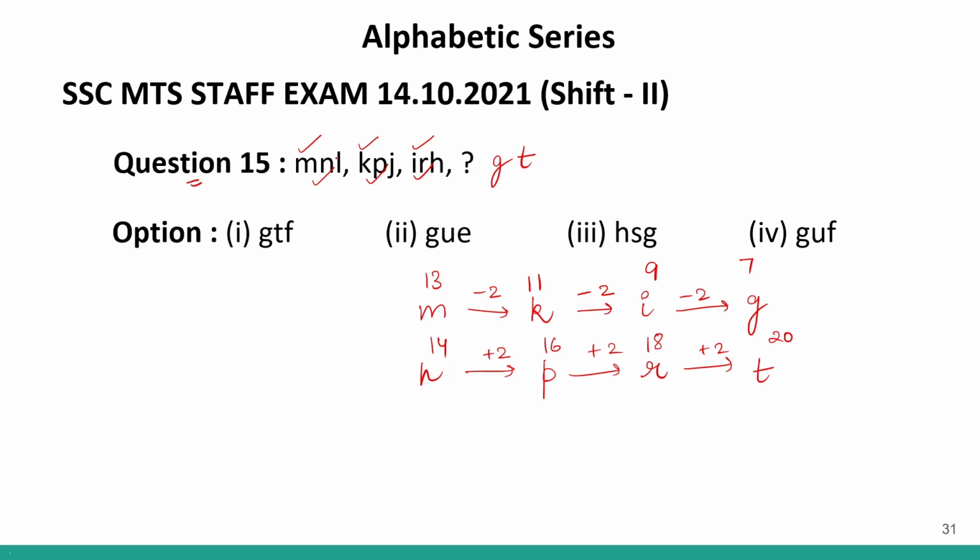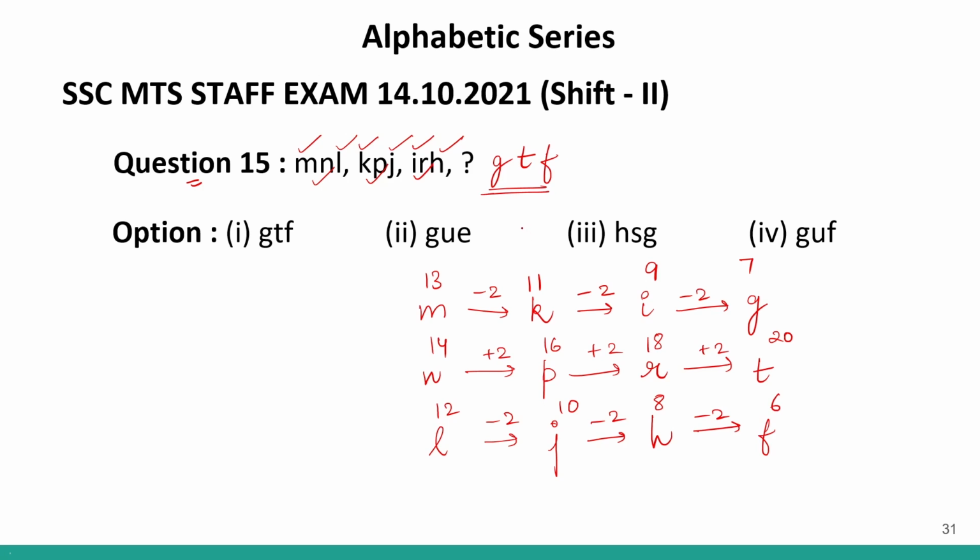Okay. Then looking at the last letters, L, J and H. L is 12, J is 10, H is 8. So basically I can see minus 2 again, minus 2 again. So if I do minus 2, I'll get 6th position. At 6th position, we have F. So the next missing element will be F.